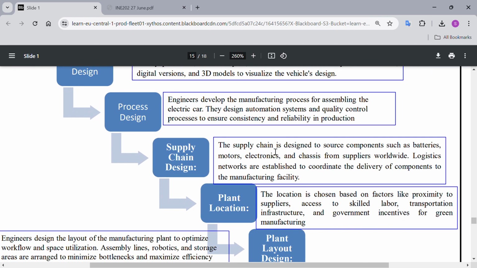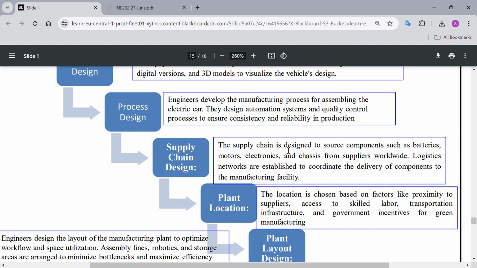And then after that, we're going to go to supply chain design, and it's designed to source components. So each component separately: batteries, motors, electronics, chassis from suppliers worldwide, logistics. So it sources components, and networks are established to coordinate delivery of components to the manufacturing facility.